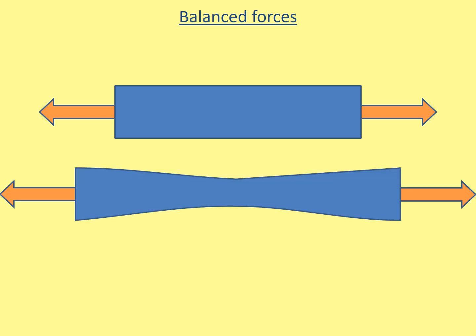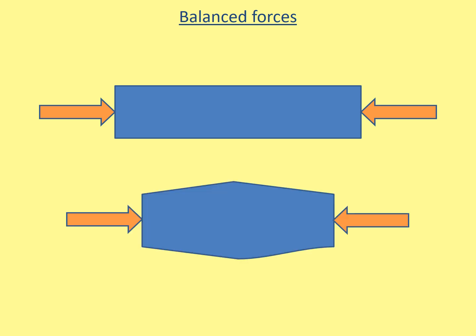Now, let's have a look at some balanced forces. Balanced forces cause deformation, not movement. Deformation means a change in shape. So, for example, if we have two forces pulling on an object in opposite directions, like this, then the object will stretch, like this. If we have two forces pushing the object from opposite directions, like this, then the object will compress like this.